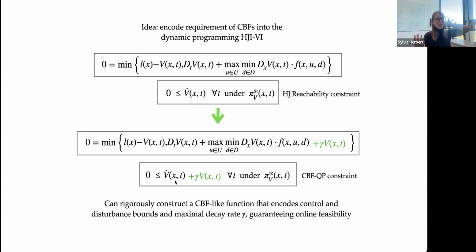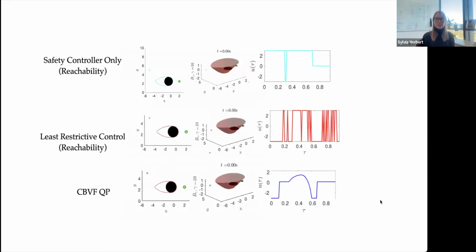And if we do this, we literally just changed one line of code. We can construct a CBF-like function that encodes control and disturbance bounds and a maximal decay rate gamma, and guarantees online feasibility for this. So here's what that looks like.